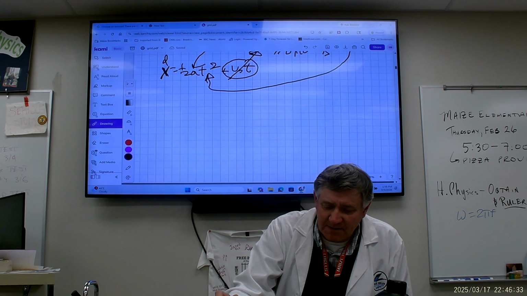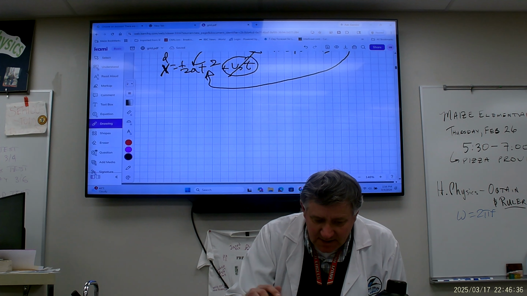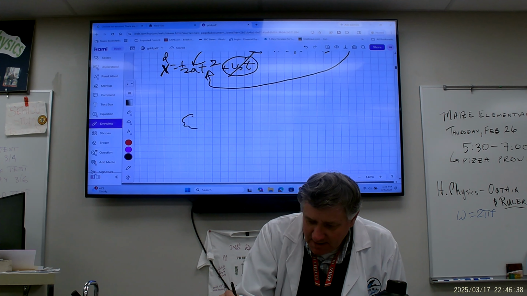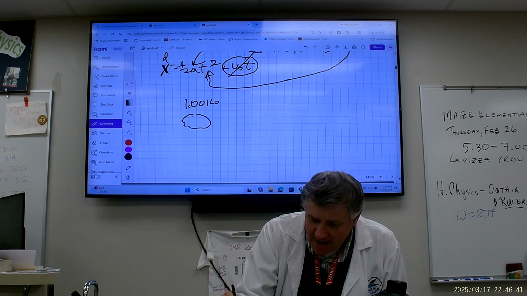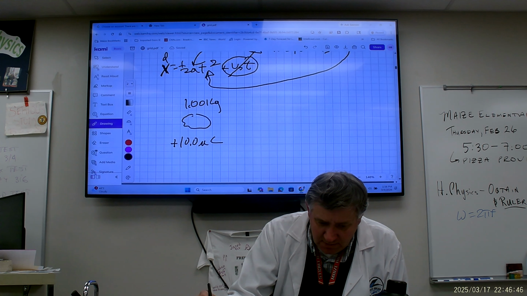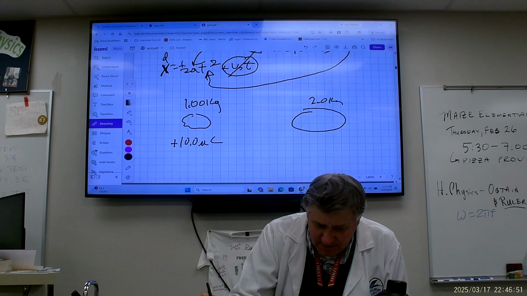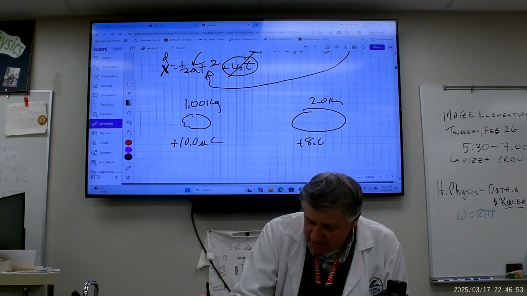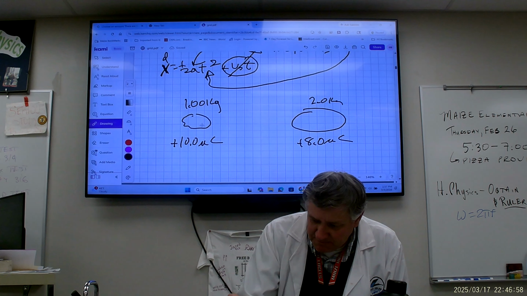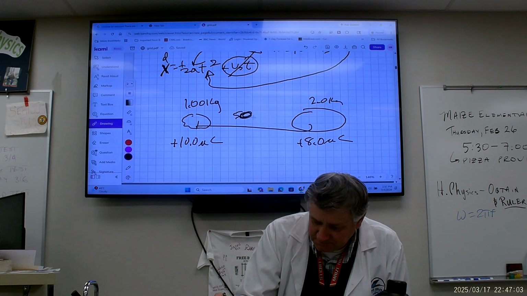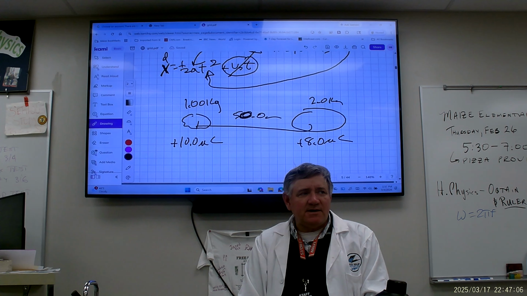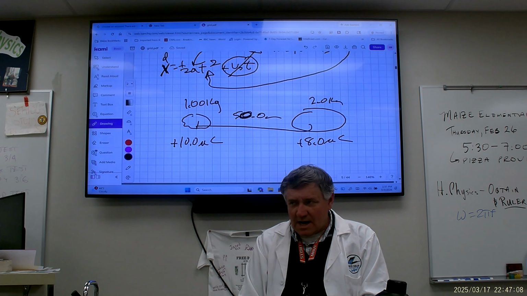Real quick, one other problem that you might consider is that you have a 1 kilogram mass over here, charged to 10 microcoulombs. You have a 2 kilogram mass over here, charged to 8 nanocoulombs or microcoulombs, and it's separated by a distance of 50 meters, whatever that is. And you need to find the net force in between the two objects.